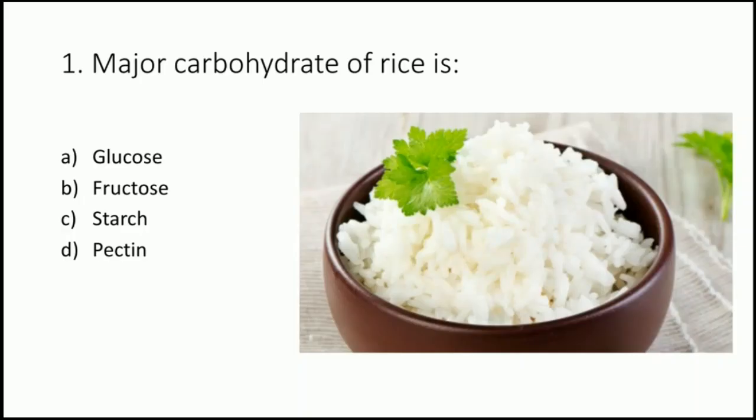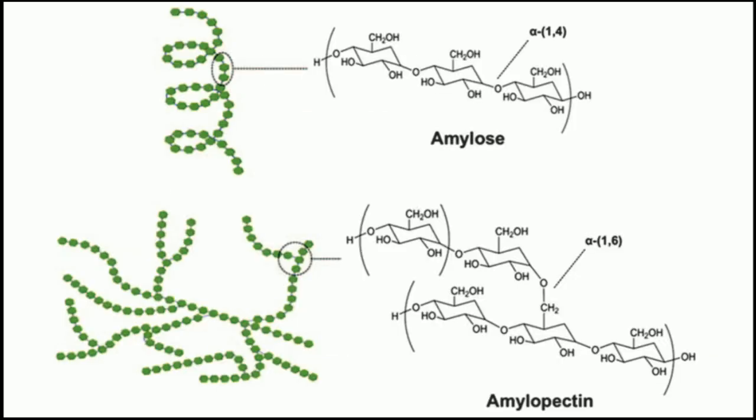So question one is, major carbohydrate of rice is glucose, fructose, starch and pectin. If we go by these options, glucose and fructose are monosaccharides while starch is the polysaccharide. So the correct answer is option C, that is starch. Because starch is the most common form of carbohydrate present in food, and it is a polysaccharide made up of two units. One is amylose and the other one is amylopectin.